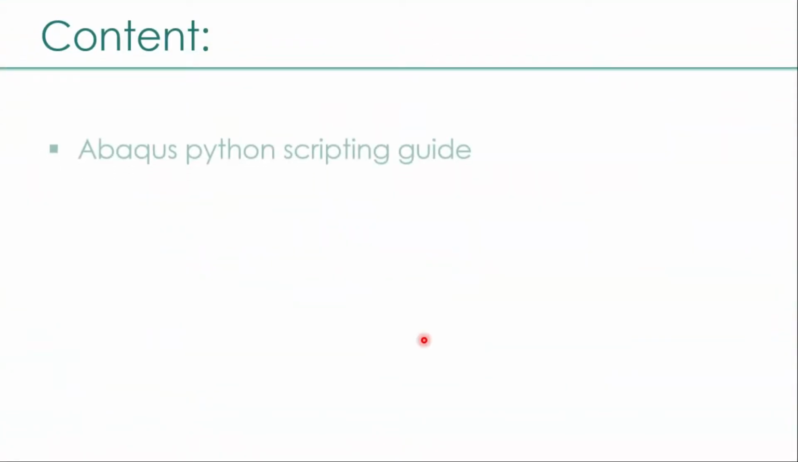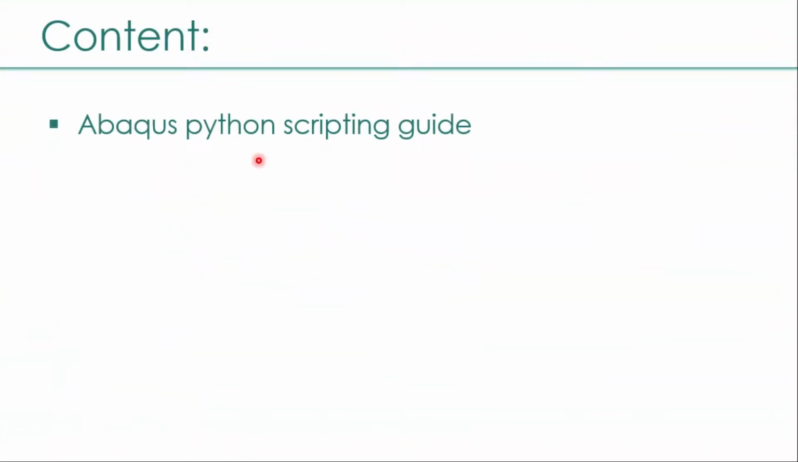So the first one is the contents. First we will see the Abaqus Python scripting guide. Reading the reference guide is very important, because as in the last lecture we have seen various types of Python files that Abaqus creates, and those files have various commands written into them. At the same time, we may not be aware of all the commands, so we need a reference guide to refer to, and that's what we are going to see in this chapter.